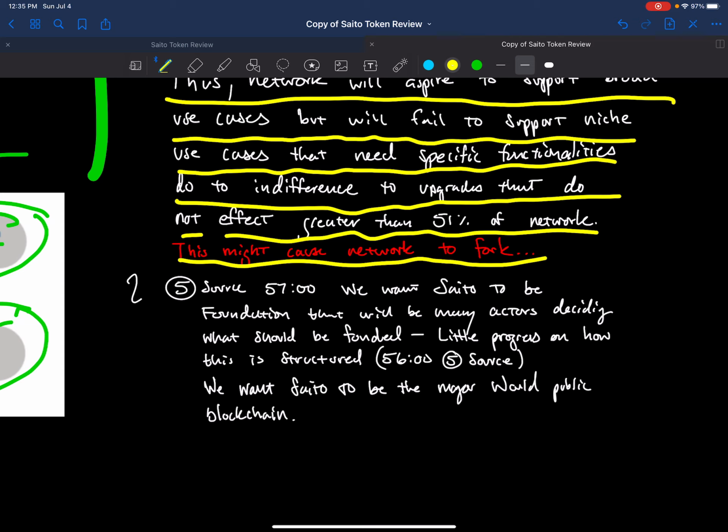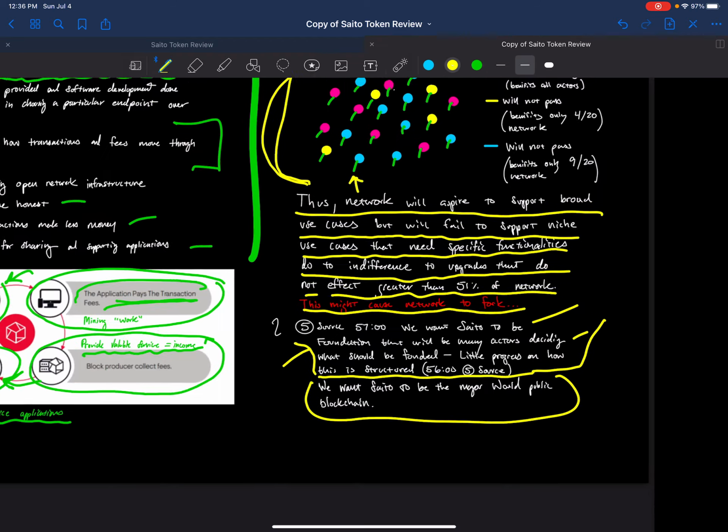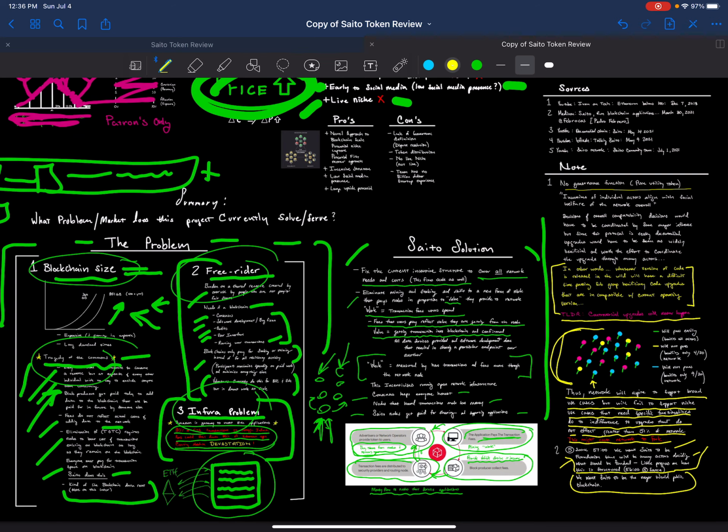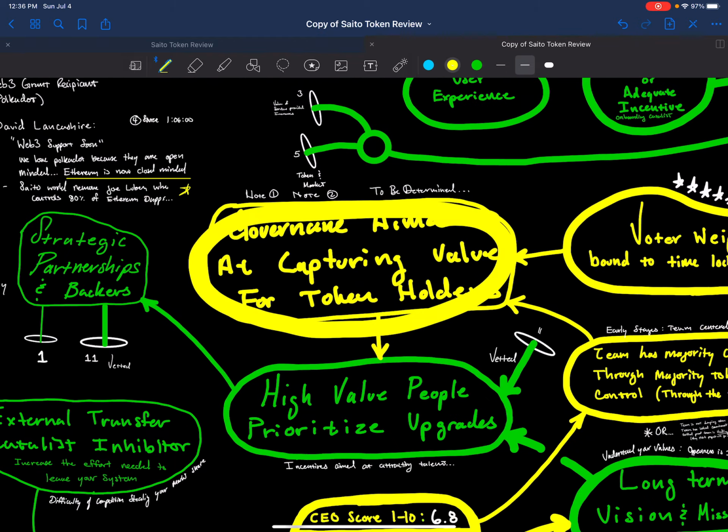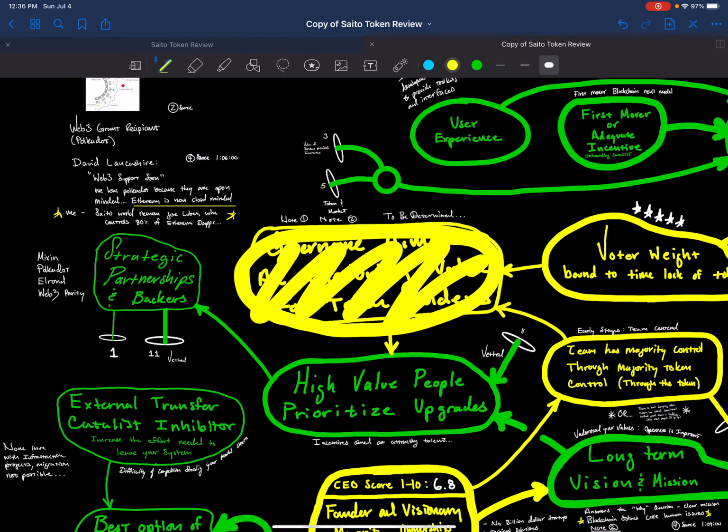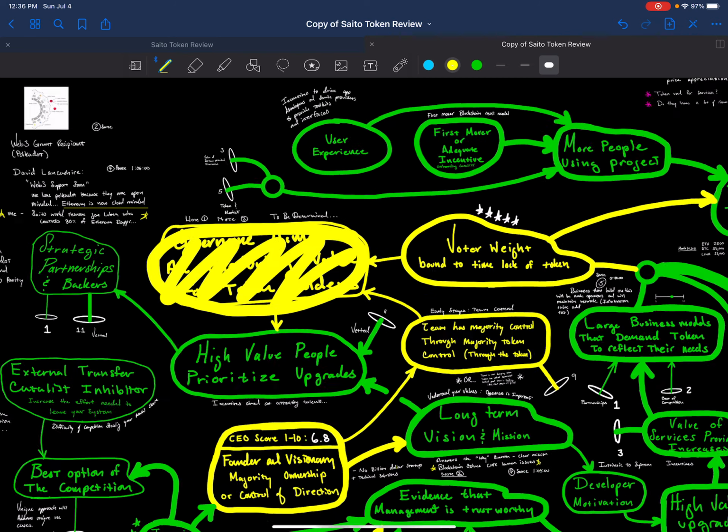But once again, they said they want Saito to be the foundation that will have many actors deciding what should be founded. There has been little progress on how this is structured, so they haven't gotten around to this yet, and I'm hopeful that they will figure out a mediation process for this project. They want it to be a major world blockchain. They did mention that the foundation might be the means for governance of this project. But I want you guys to know that this is an early stage, and that is one of the associated risks with this project.